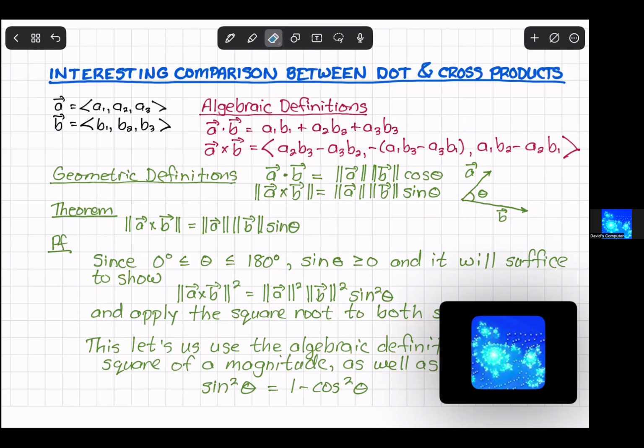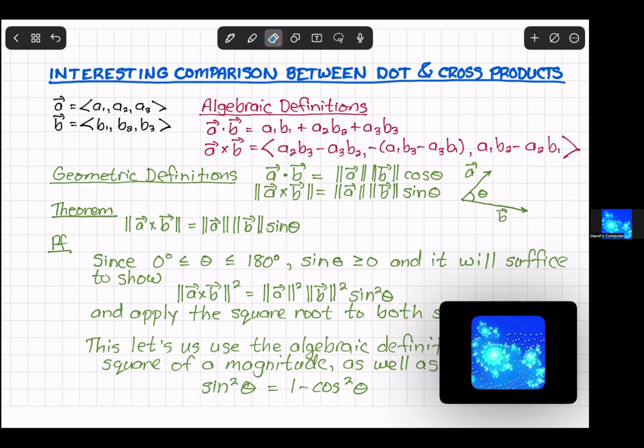A dot B is mag A mag B cos theta. A cross B is mag A mag B sine theta. Oh, but it's not A cross B. It's the magnitude of A cross B. So there's a similarity between these two, and we've proved the dot product geometric representation in class. Let's look at the representation for the cross product, and show you why that's true.